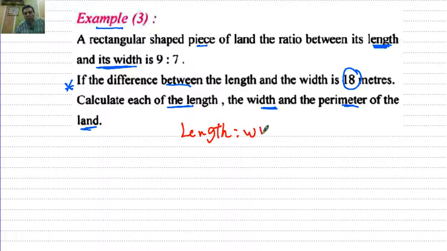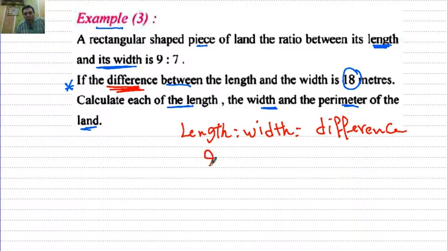Then we start with length to width to sum or difference. The ratio of length to width is 9:7. What's the ratio of the difference? The difference between length and width in ratio is 9 minus 7, which is 2. The difference in meters is 18, so we use cross multiplication.